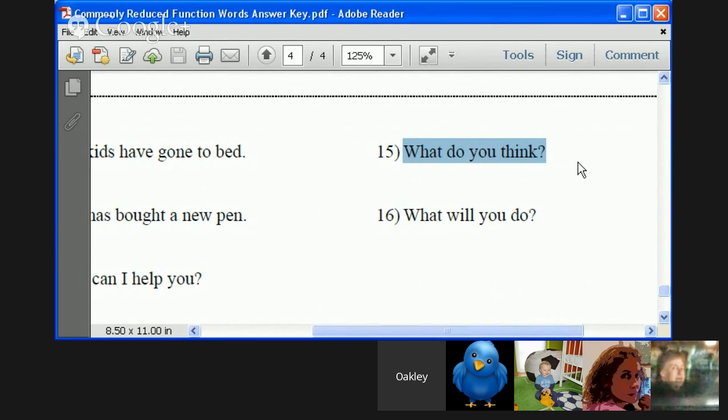Araceli, try this one out. What do you think? What do you think? What do you think? That's it. What do you think? What do you think I'm doing? Okay, not bad, not bad.